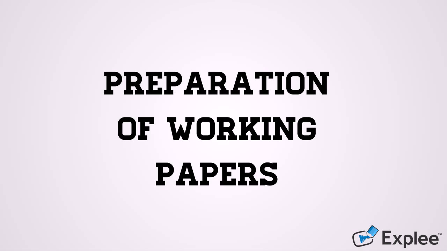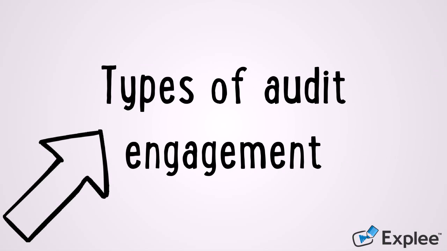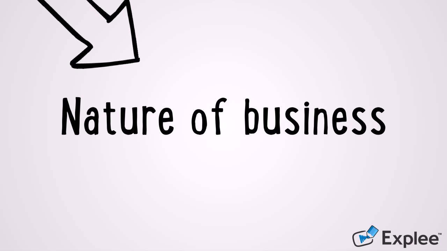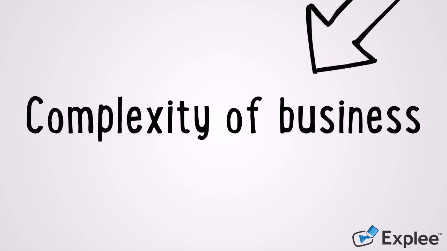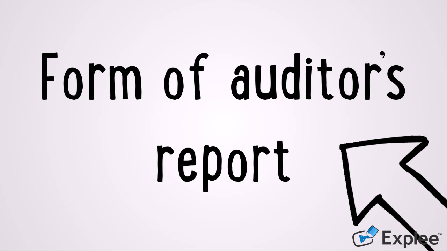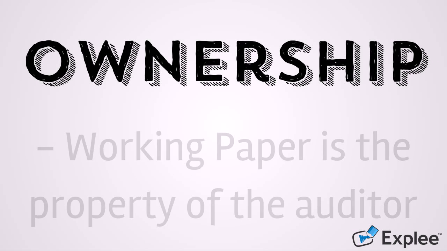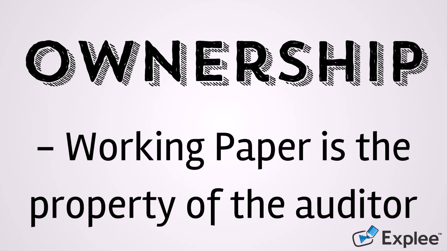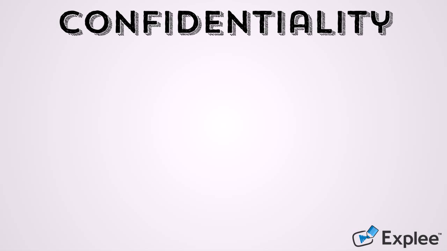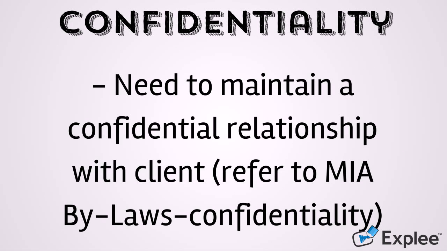Preparation of working papers. Types of audit engagement. Nature of business. Complexity of business. And form of auditor's report. Ownership. Working paper is the property of the auditor. Confidentiality. Need to maintain a confidential relationship with client. Refer to MIA bylaws on confidentiality.